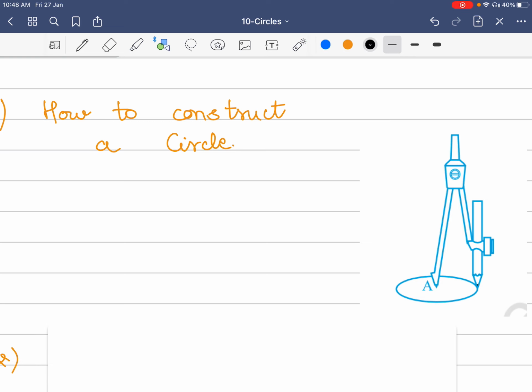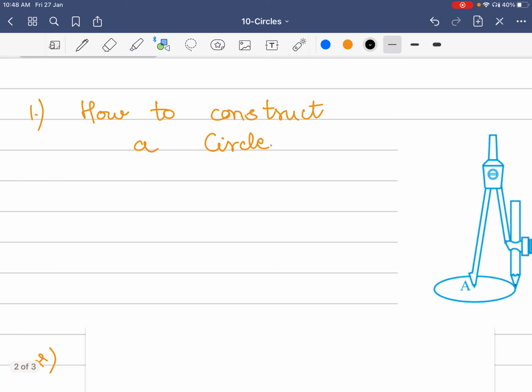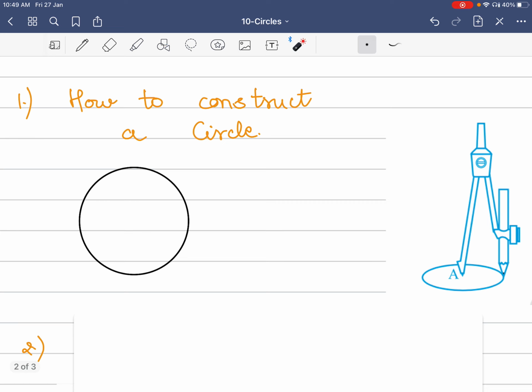So I'm going to construct a circle here, not by using a compass, but by using this pencil. So this is how the circle will come once you draw it on a piece of paper using the compass. Now the important thing is this point which we fix on the piece of paper, and it is typically called the center of a circle. So I'm going to name the center of the circle as a point O.